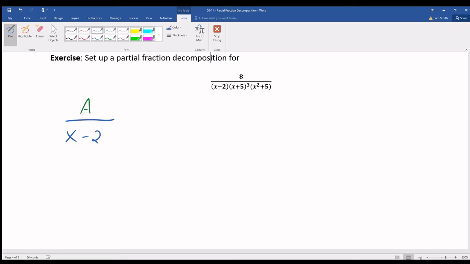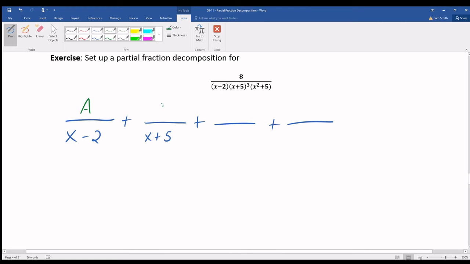Now this brings us to x plus 5. X plus 5 is a degree 1 factor, still linear, but it has a multiplicity of 3, that exponent of 3. So what we'll need to do is do 1, 2, 3 factors for x plus 5. X plus 5 with an exponent of 1, over a degree 0 term, B.